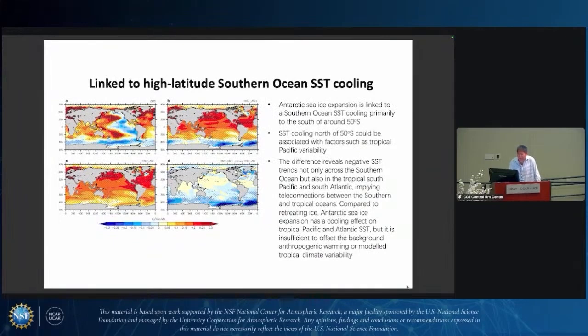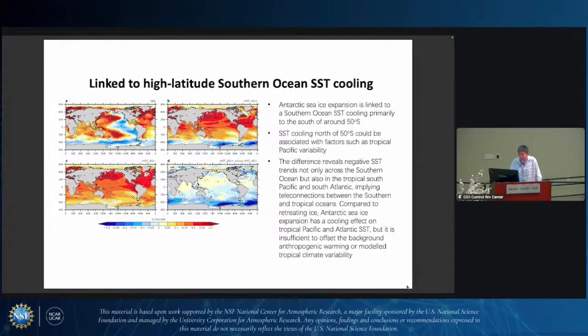Then let's look at the Southern Ocean sea surface temperature change. Again, panel A shows observation from 1979 to 2014, B is the expansion group, C is the decline group, and D is the difference between the two, decline minus expansion. So we can see, yes, if we have an Antarctic sea ice expansion, it can allow us to see a cooling change over the Southern Ocean, but only to the south of 50 degrees. To the north of this latitude, roughly, we cannot see the cooling change that is seen in observation. So I infer that this could be related to the tropical variability.